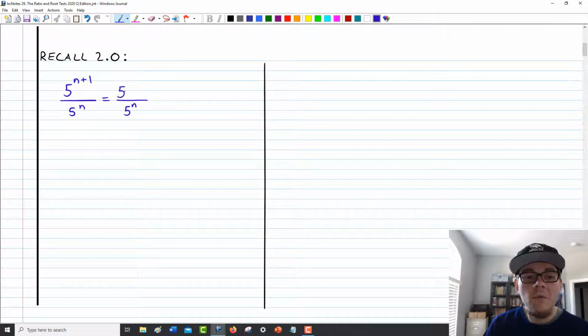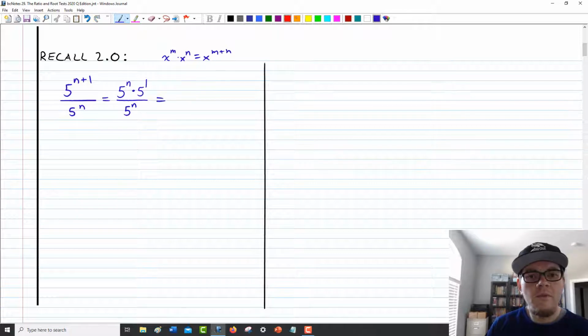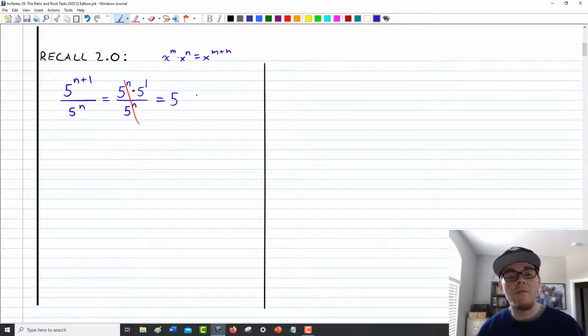Keep in mind the exponent rules say that 5 to the n plus 1 is the same thing as 5 to the n times 5 to the 1. Because of course the exponent rules say things like x to the m times x to the n is equal to x to the m plus n. However many x's are here, plus however many x's are there, give you a total of m plus n x's as you work your way through. Now the reason I bring that up is once we've done so, the 5 to the n's divide away, and interestingly enough, we end up with 5 as our expression.